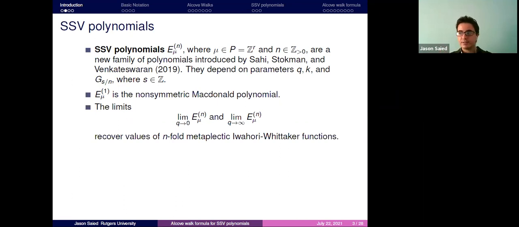The connection with the things we already understand is that if n equals 1, we get the non-symmetric Macdonald polynomial. And in the q limits, when q goes to 0, or also when q goes to infinity, we recover certain values of metaplectic Iwahori Whittaker functions.